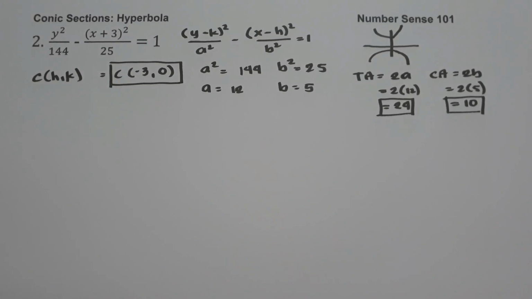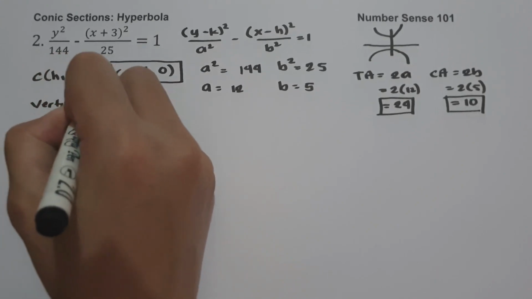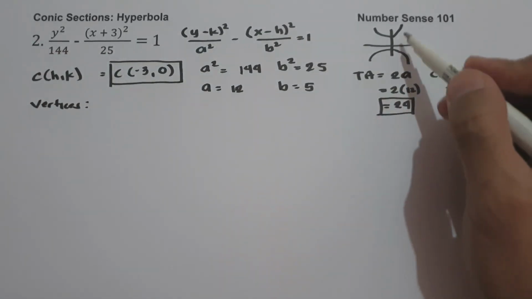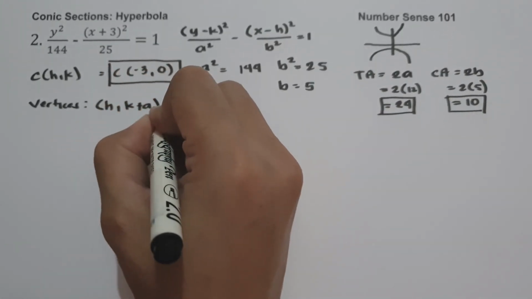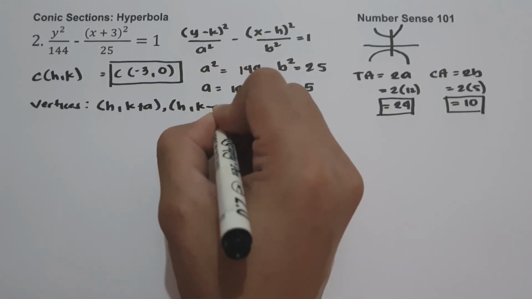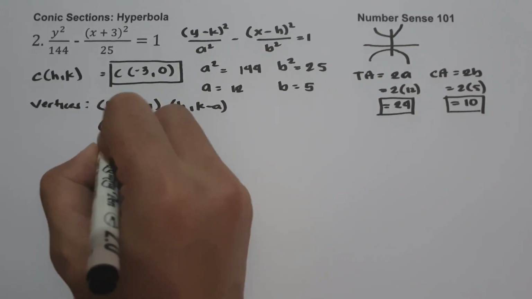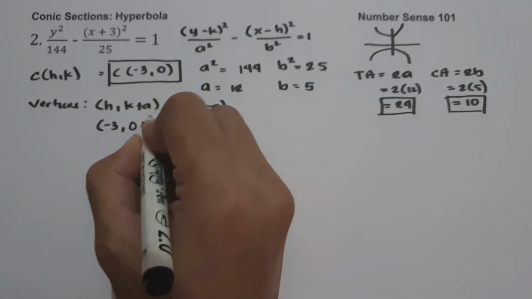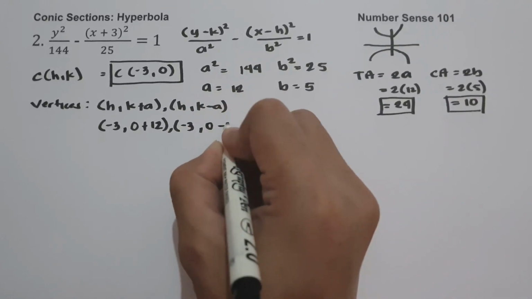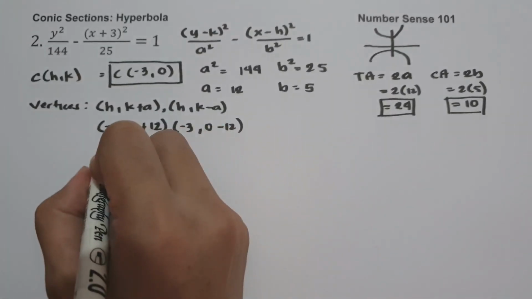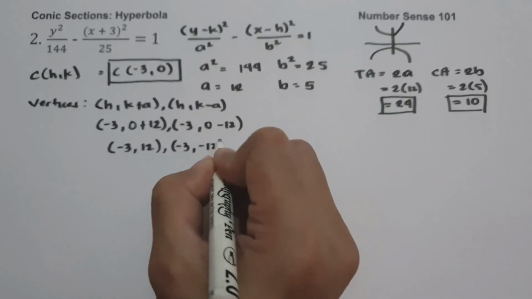So let us determine the coordinates of our vertices. Since our hyperbola is vertically oriented, we are going to have h and k plus a and h and k minus a. So let us have the value of h, that is negative 3, while the value of k, that is 0, plus the value of a, that is 12. On the other side, we have negative 3 and 0 minus 12. So the coordinates of our vertices, that is negative 3 and 12, and negative 3 and negative 12.